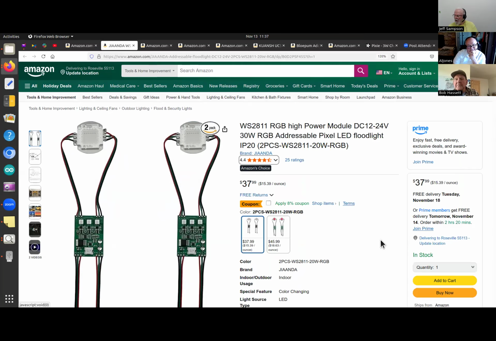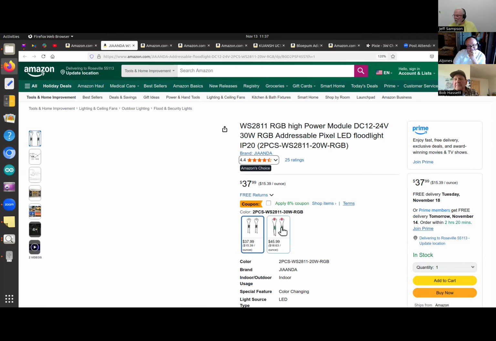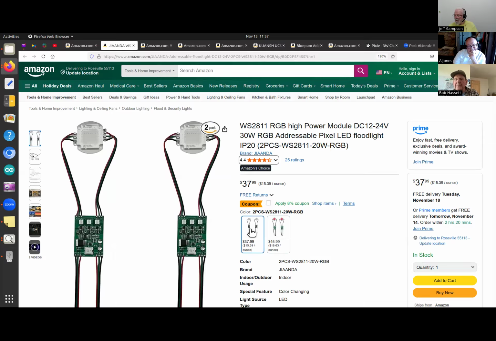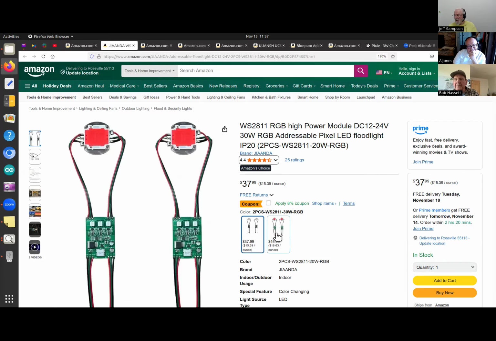So it says you can get, again, it says 20 watts here, and somewhere it says 30 watts here. But they've got these little pictures down here. If you click on the different pictures, this is the one with the clear filter over the LED, which says it's a 20 watt, and the one with the red filter over says it's a 30 watt.